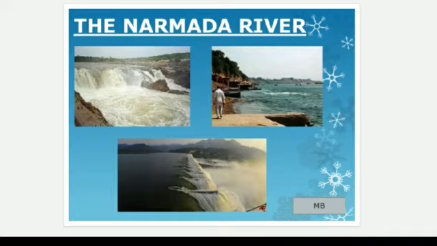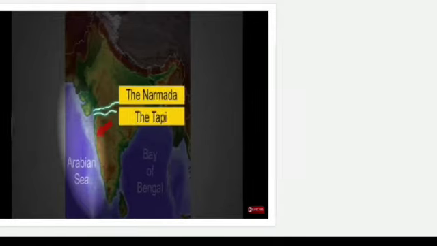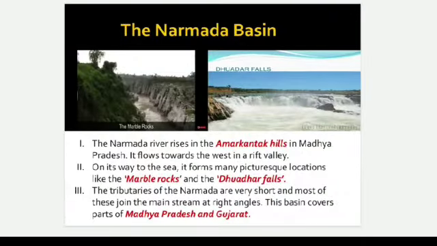Now we'll discuss the Narmada river. This is the Narmada river and you can also see the Tapi river. Tapi river is shorter than Narmada river. The Narmada river rises in the Amarkantak hills in Madhya Pradesh. It flows towards the west in a rift valley, and on its way it creates many picturesque locations like the Marble Rocks and Dhuandhar Falls.